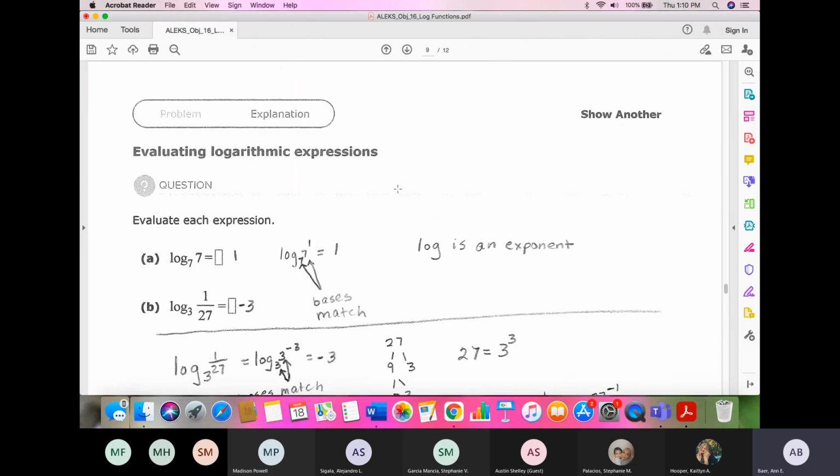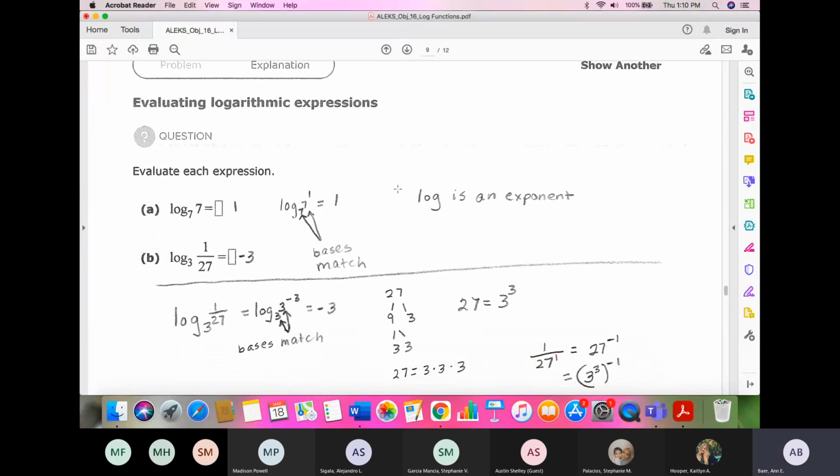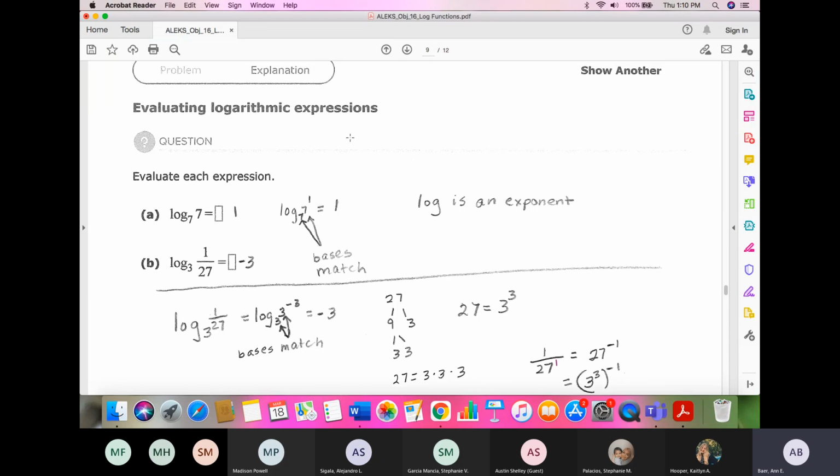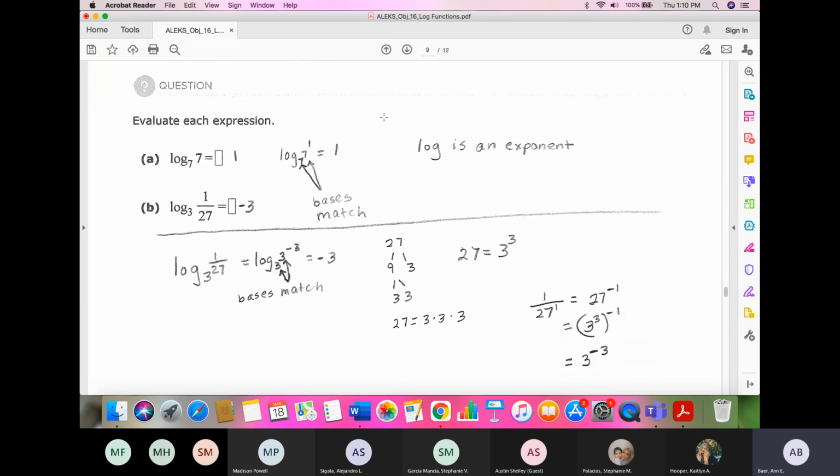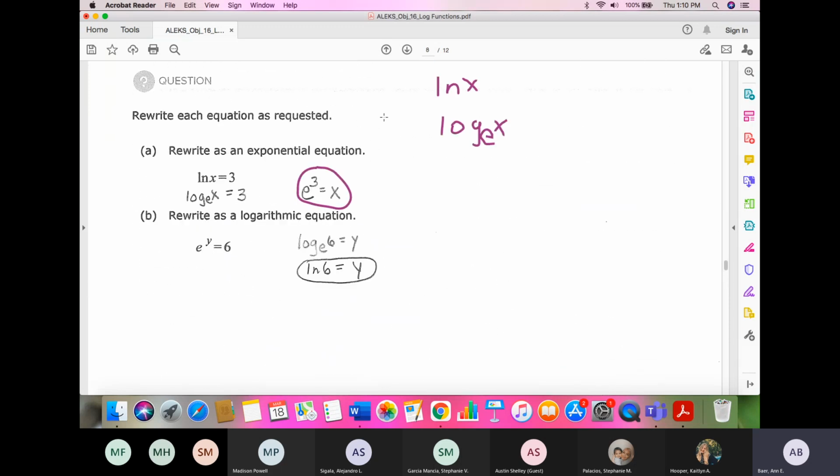Let me get to the right place. So let's take a look at this topic, evaluating. In other words, find the value of as a number. That's usually what that word means in math, evaluating logarithmic expressions.